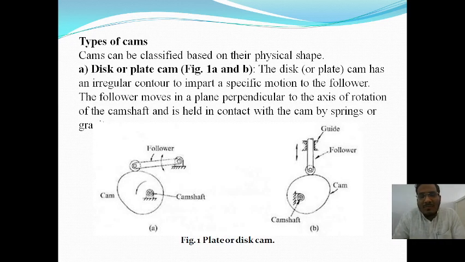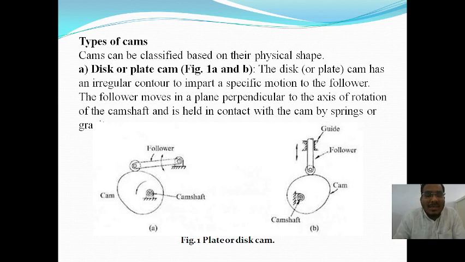The next is types of cams. How many types of cams are there? Cams can be classified based on their physical structure. Whenever the word cam comes to your mind, what physical structure will you notice? You have to think the physical structure of the cam is simple, like half of a boiled egg. Next, here we are discussing the types of cams.